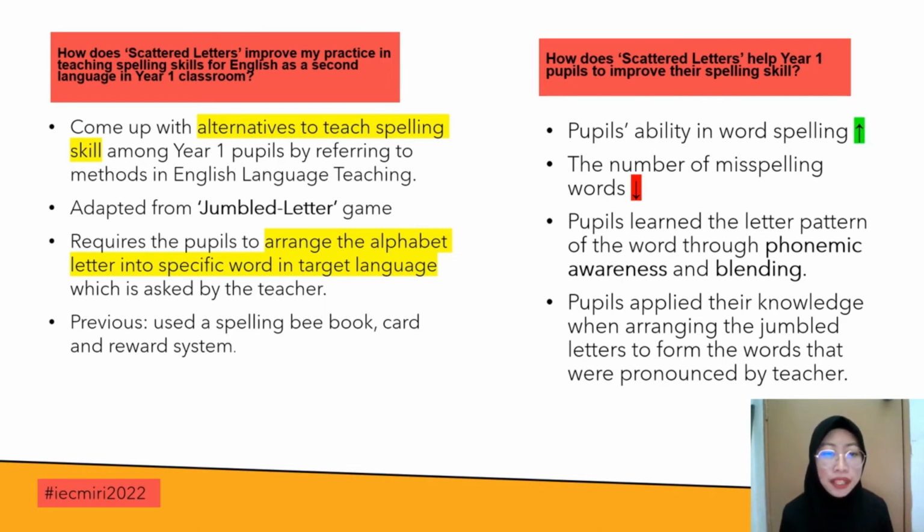Previously, I only used a spelling bee book, flash card, and reward system. Useful it may be, but it was not enough to make pupils motivated and aware of the letter pattern of words.